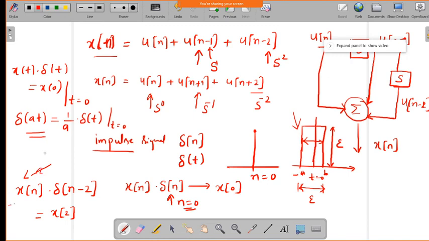Okay. So this we can define in terms of continuous time also, that is if you have x of t and if you have delta of t minus t naught, you will get x of t minus t naught. So when t becomes equal to t naught, you will get the value. Okay. So this is about the shifting and scaling operations of the delta operation.